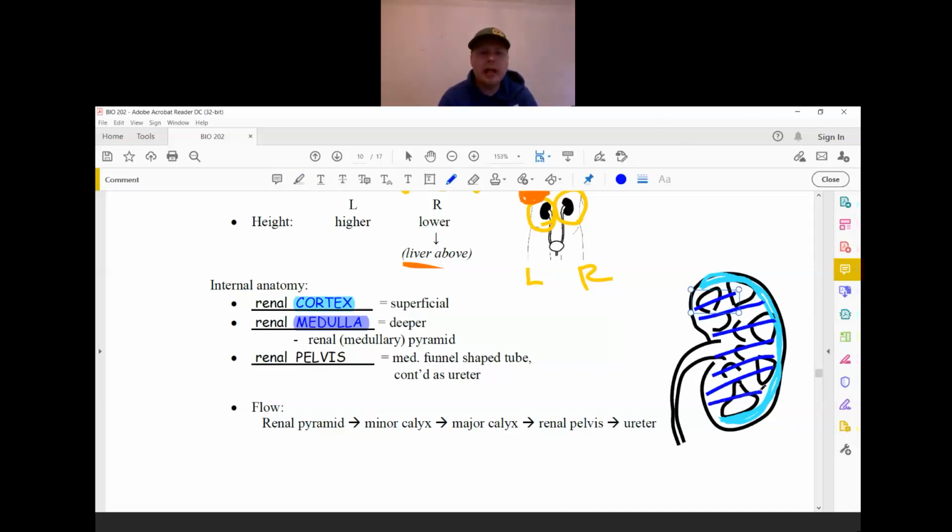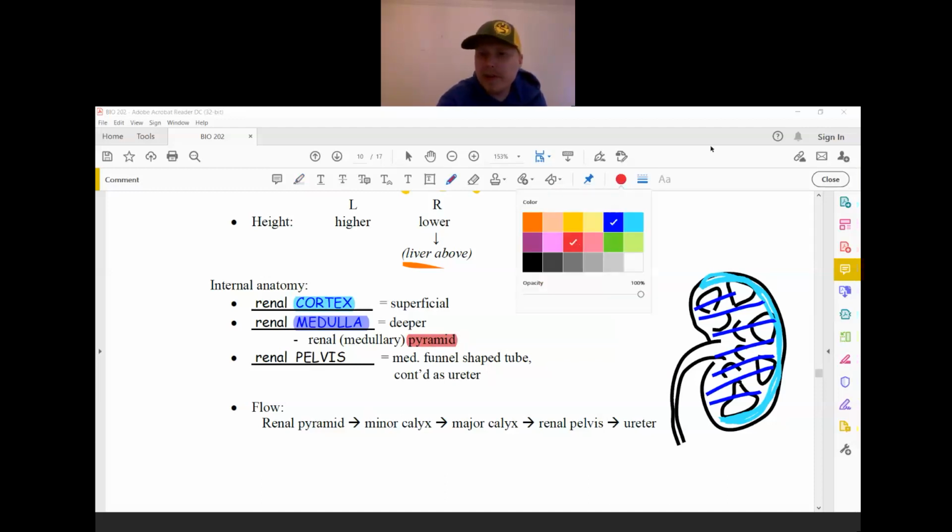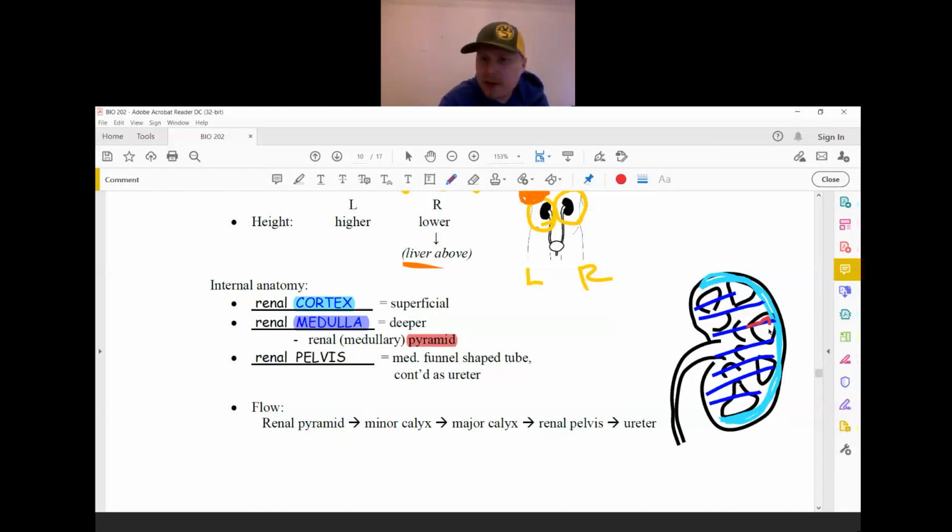Within the medulla, we can see structures that are rather important for us to note: the renal medullary pyramids, or renal pyramids, sometimes referred to just as pyramids. These were the ones that I drew here earlier when I was sketching. They're kind of a triangular shape, larger end facing outside, and darker in tissue color than the rest of the renal tissue.